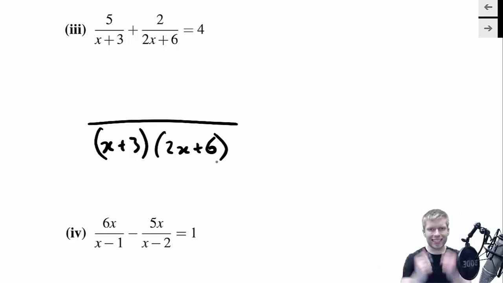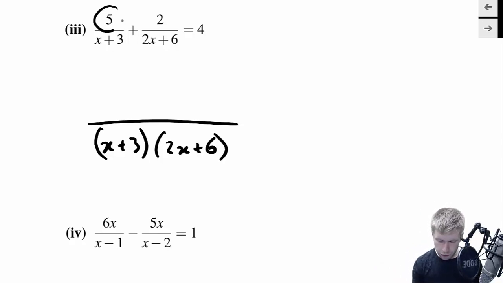Now I'm going to try and combine this together. I'm going to try and speed this up a little bit. So, okay, what have I multiplied the first fraction by in order to end up with an x plus 3, 2x plus 6 on the denominator? I've multiplied it by 2x plus 6. Okay, so I end up with 5 multiplied by 2x plus 6.